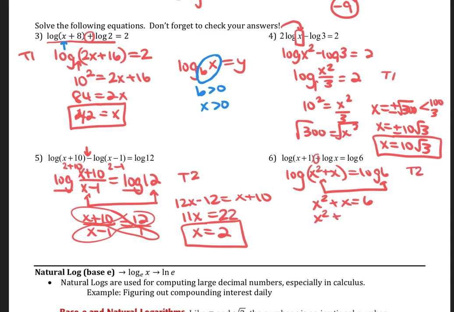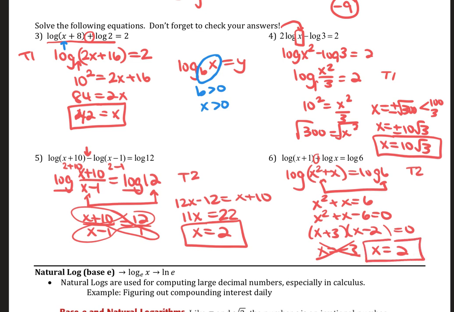So remember, quadratic, you want to get everything on one side equal to 0, and then factor. And this factors to x plus 3 and x minus 2, giving me two potential answers, negative 3 and positive 2. And when I plug it back in, the negative 3 doesn't work, only the positive 2 does. So that's our common log.